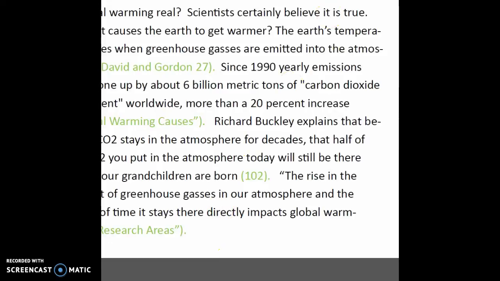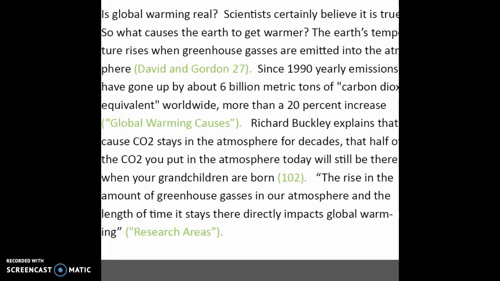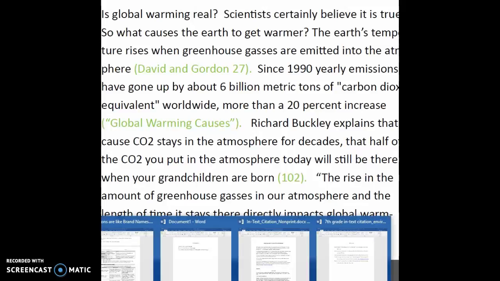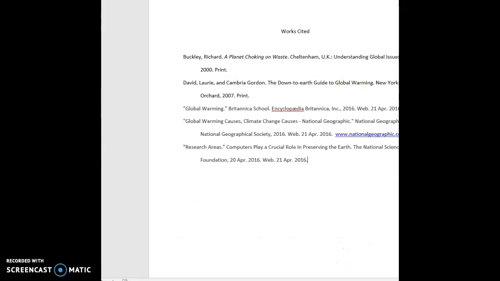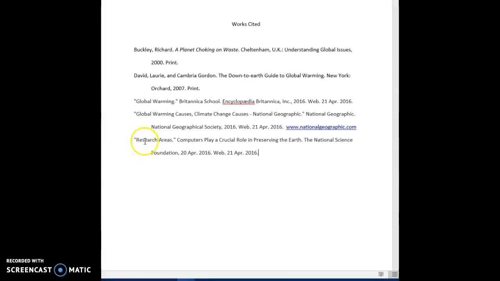Let's look at one more. The rise in the amount of greenhouse gases in our atmosphere and the length of time it stays there directly impacts global warming. That idea was not my idea. It came from this source and the citation begins with research areas in quotation marks. So I'm going to go to my Works Cited page and research areas. Computers play a crucial role in preserving the Earth, the National Science Foundation.